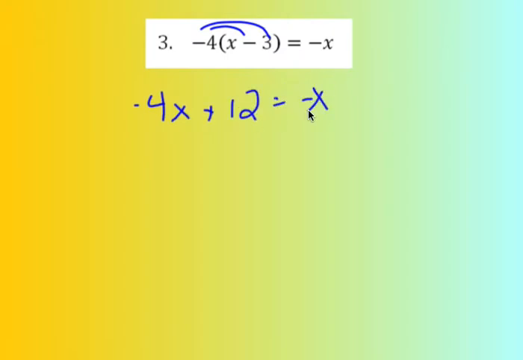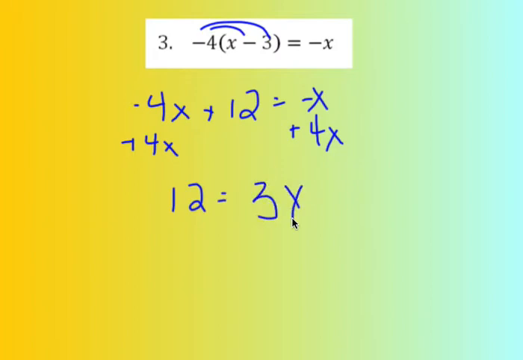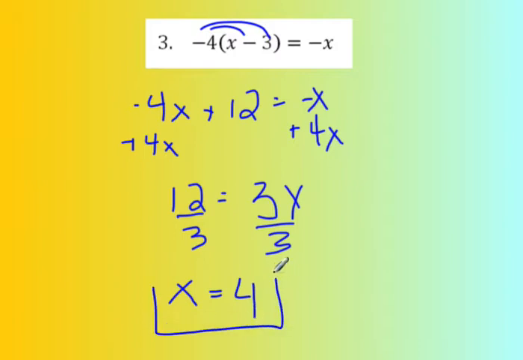So now what I need to do is get my negative 4x over to the other side. So since it's a negative 4x, in order to get it over to the other side, I'm going to have to add 4x. So then I have 12. Negative x plus 4x is going to give me 3x. Well, that 3 is being multiplied by the x, so I'm going to go ahead and divide both sides by 3. Well, 12 divided by 3 is going to give me 4. So then for my answer, I end up getting that x is equal to 4.